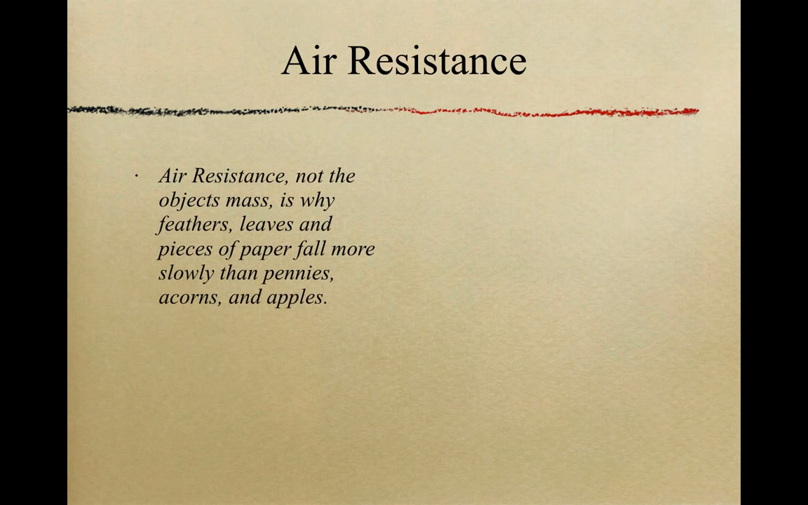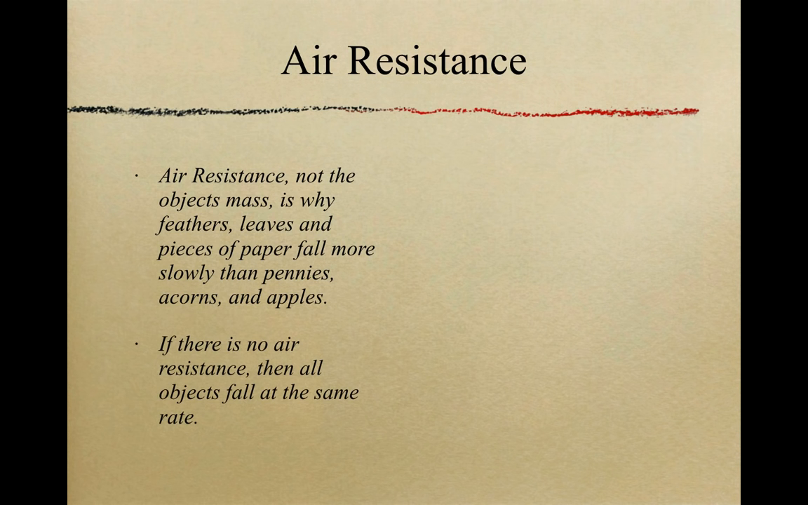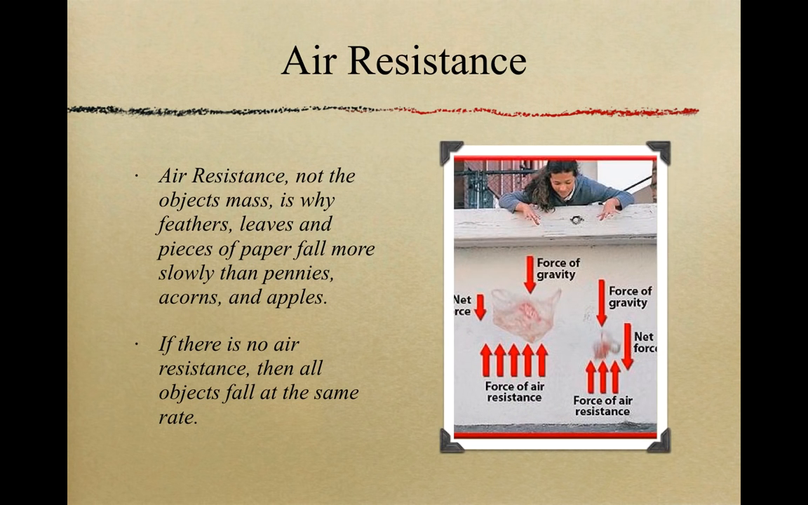So it's air resistance, not mass, which is why feathers, leaves, and pieces of paper fall more slowly than pennies, acorns, and apples. If there was no air resistance, then all objects would fall at the same rate. Don't believe me? We're going to give it a try later in lab. You can try it at home.